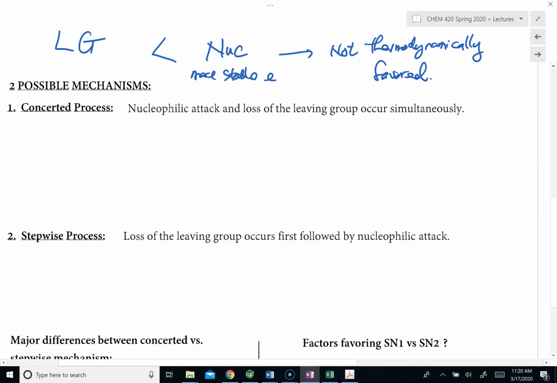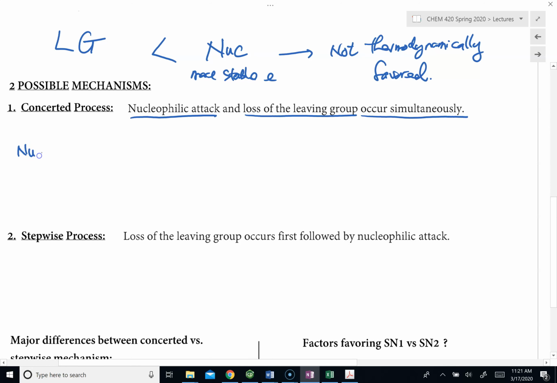So what is the concerted process? The concerted process is basically the mechanism in which the nucleophilic attack and the loss of the leaving group occur simultaneously, meaning they happen at the same time. As the nucleophile comes to attack the electrophilic carbon, the leaving group breaks off at the same time. So they all happen together. The mechanism of this reaction is as follows.